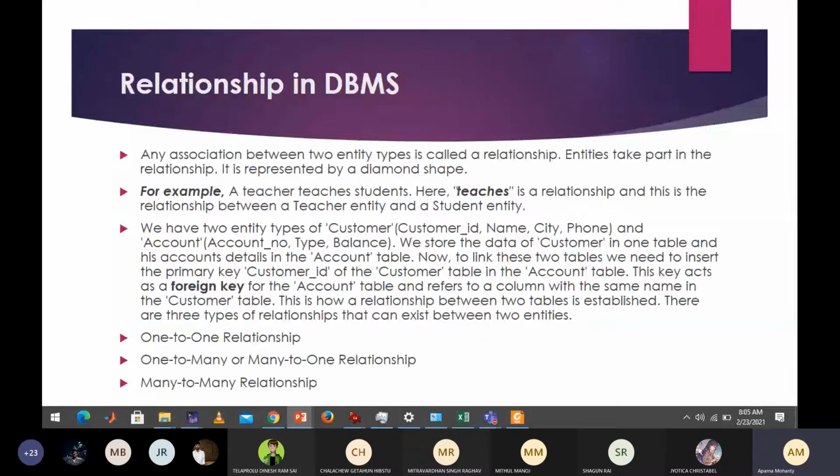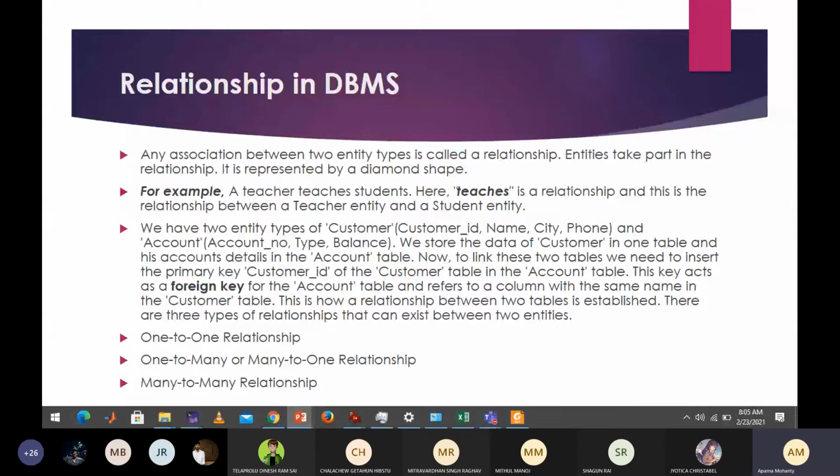Now coming to DBMS relationships. In a database management system, what kind of relationships exist? Suppose a teacher teaches students. The relationship is teaching. Teaching is the relationship that binds two entities. Who are the two entities? The teacher is one entity and the student is another entity. The binding between these two entities is possible through the relationship teaching.